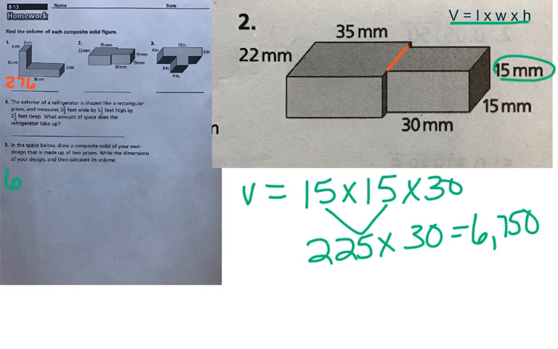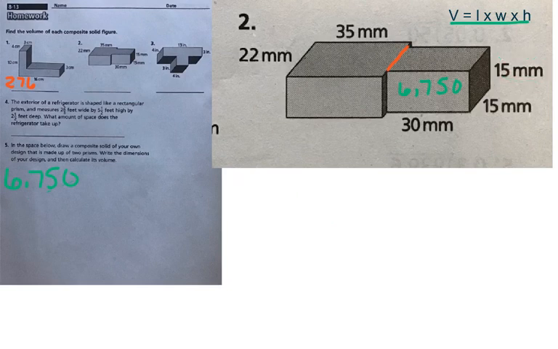So that composite solid is 6,750. You could also just write it right into the composite solid if you'd like, if that makes it a little simpler for you. And now I'm going to go and figure out the next composite solid.